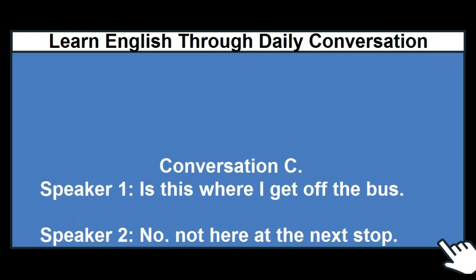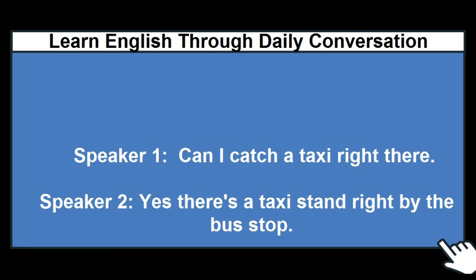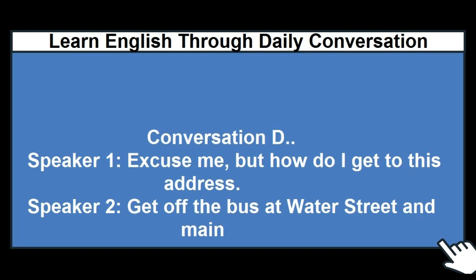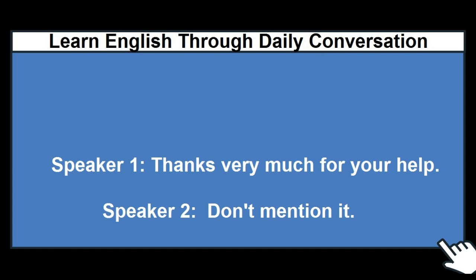Conversation C. Speaker 1. Is this where I get off the bus? Speaker 2. No, not here, at the next stop. Speaker 1. Can I catch a taxi right there? Speaker 2. Yes, there's a taxi stand right by the bus stop. Conversation D. Speaker 1. Excuse me, but how do I get to this address? Speaker 2. Get off the bus at Water Street and Main. Speaker 1. Thanks very much for your help. Speaker 2. Don't mention it.